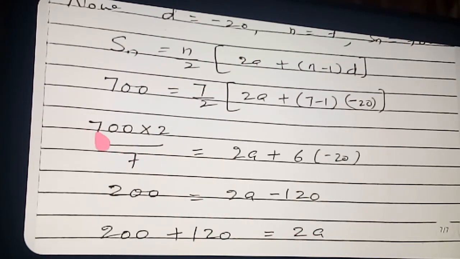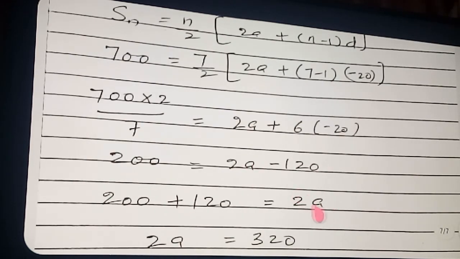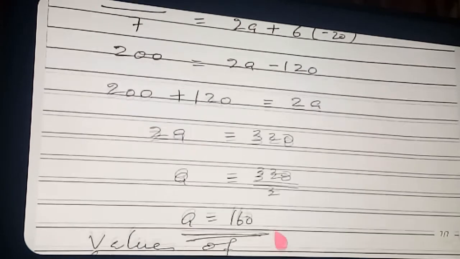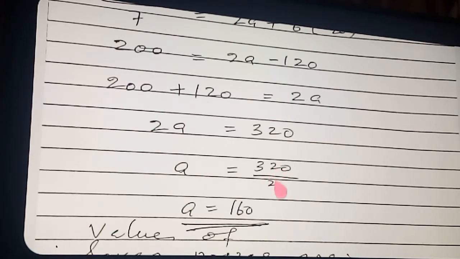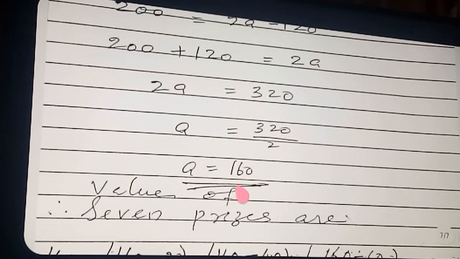Okay, so how much will come? 200 is equal to 2a plus minus 120. This minus 120 I take to the other side as plus 120, so that is equal to 2a. 2a is equal to how much? 320. Therefore a is 320 by 2, so the value of a is 160. Clear now? Did you get the method? a is 160.